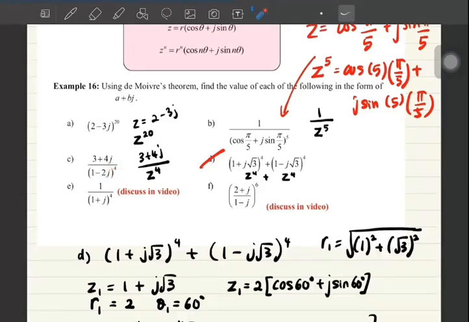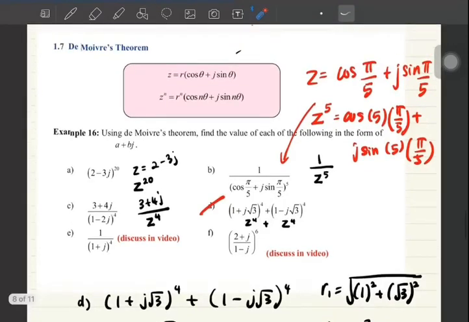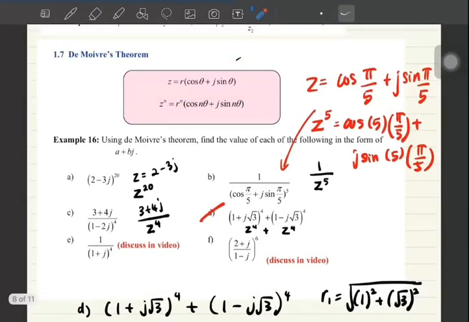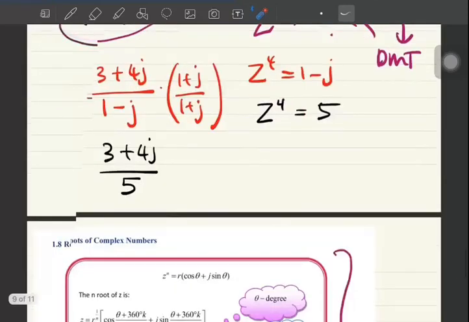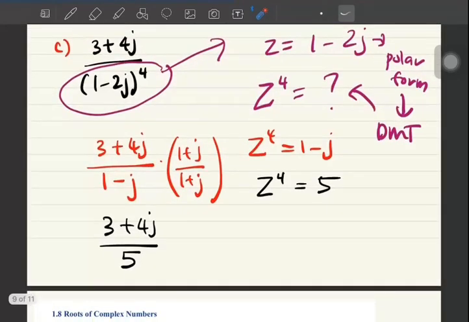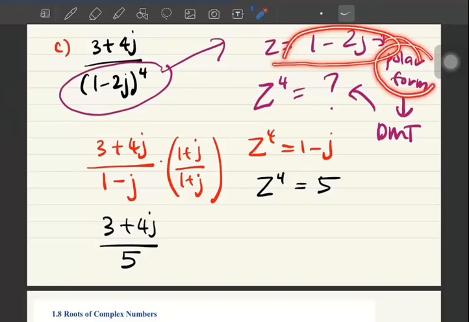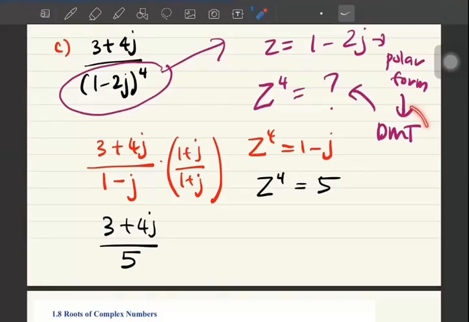Tapi this is to the power of 4. Takkanlah you nak expand kan? So use the given theorem. Okay, kita nak pakai theorem yang ada. Okay, tapi theorem yang ada ni, Z ni mesti dalam polar form. So that's why you kena tukarkan 1 tolak 2J ni dalam bentuk polar form dulu. Then only you apply DMT theorem, De Moivre theorem to find Z to the power of 4.